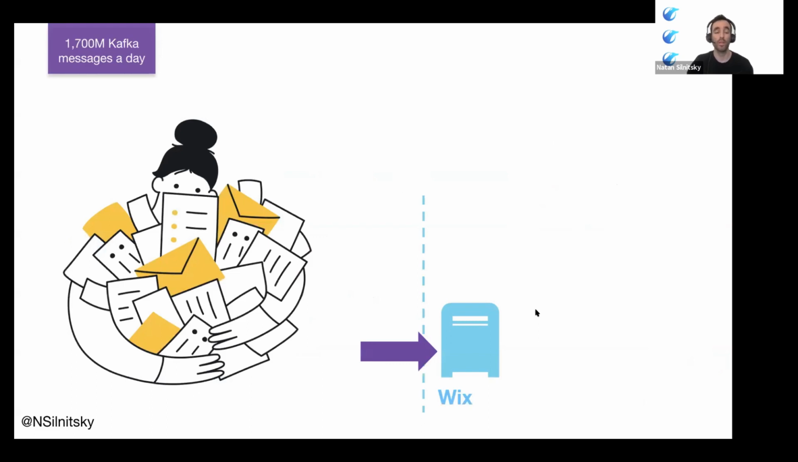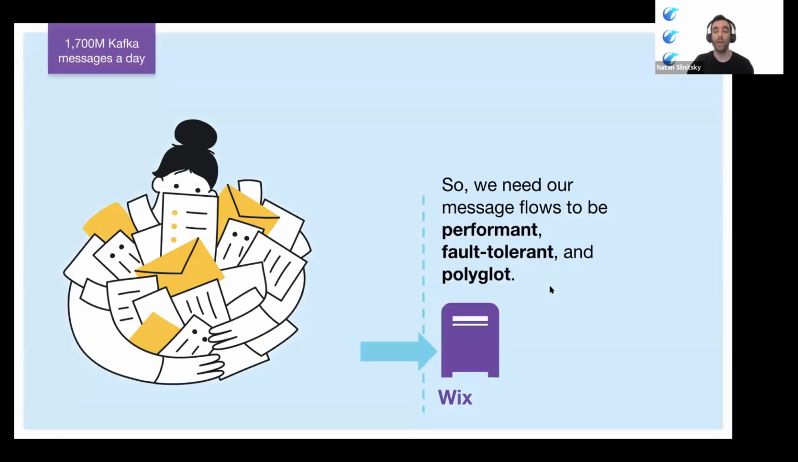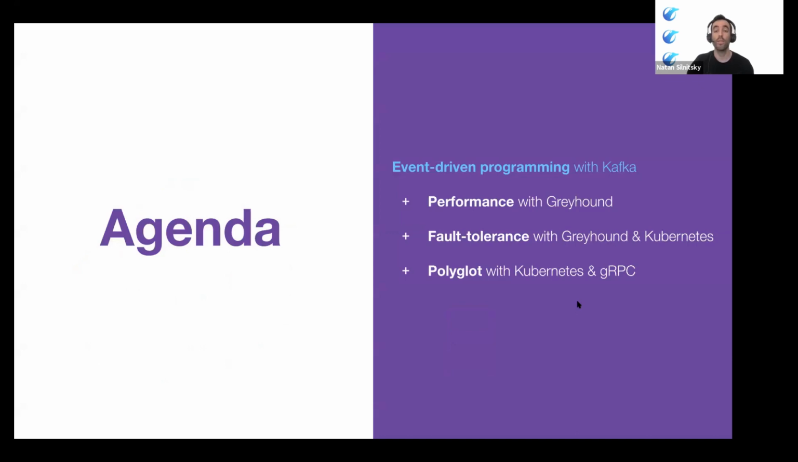Regarding our Kafka usage, these microservices produce around 1.7 billion Kafka messages per day. And we really need to have this flow managed successfully, be performant, fault tolerant, and support all these tech stacks that I mentioned. So we're going to do a short intro on event-driven programming with Kafka. And we'll see how we can gain good performance with Greyhound, which is a Kafka library that we developed in-house and open sourced. We'll see how we can achieve fault tolerance by using Greyhound and Kubernetes as well, and how we can support all these different languages using Kubernetes and gRPC.